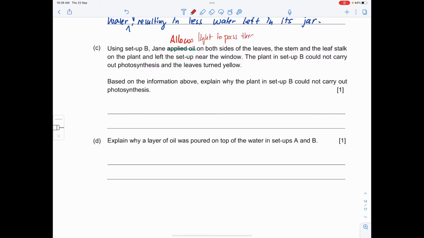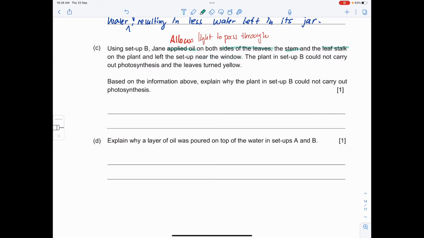Now what it does not do is that it does not allow your gaseous substances to go through. Things like your oxygen, carbon dioxide, all cannot pass through. They tell you that it's applied on both sides of the leaves, stem and the leaf stalk on the plant, and left the setup near the window.